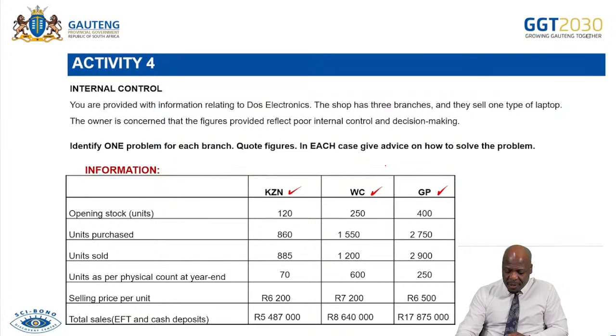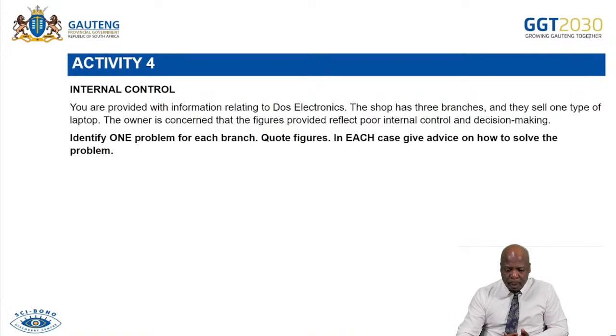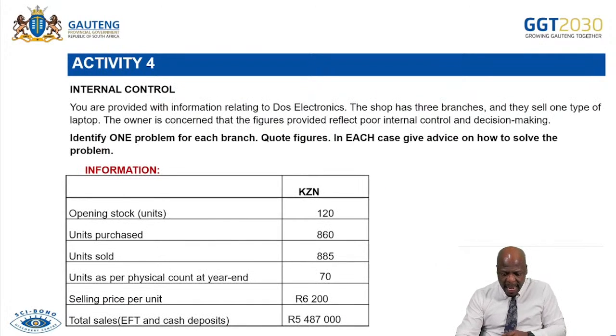Okay, so let's go first. Let's look at KZN. What problems do we pick in KZN? Okay, so in KZN, I think it can be very easy that we had opening stock of 120 and then we purchased 860. So if you add these ones, you should be having 980. And then you sold 885. All right, so if you sold 885, you should not be having 70. You should be having 95 units on hand.